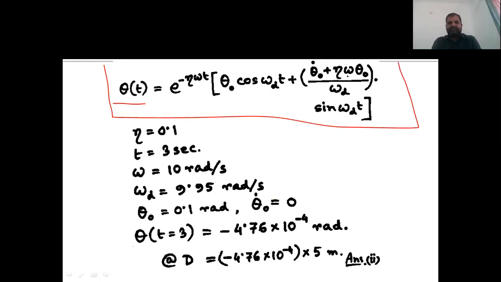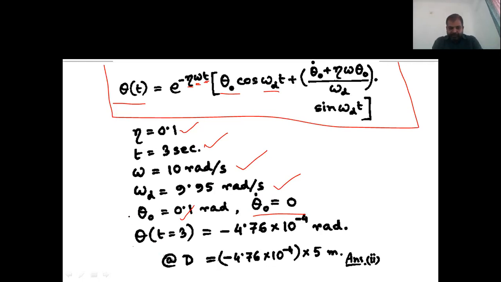Now see what values are available to you. In this, eta you already have, 0.1. Time t you need to calculate after 3 seconds, so that is also there. The value of omega is also there, which is 10 radian per second. Omega d is also there. Initial rotation has been given, that is 0.1 radian, that is also there, right? If you take the derivative, this is a constant value, so theta 0 dot will be 0. Rest of the values you have here.